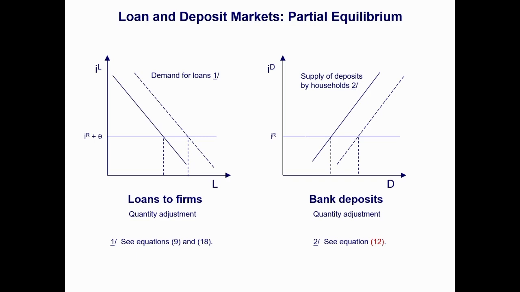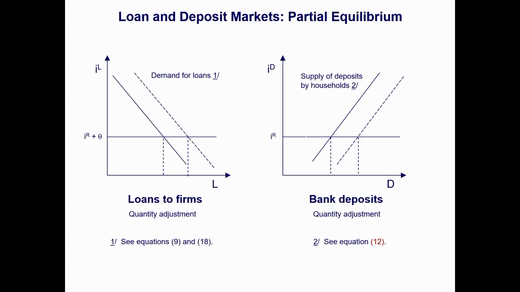This curve here is going to shift to the right, and therefore the loan rate is not going to change, as long as collateral value requirements are not changing and the refinance rate does not change. What's going to happen is that the banks are just going to increase lending. Okay? Very similar story for the deposit market.